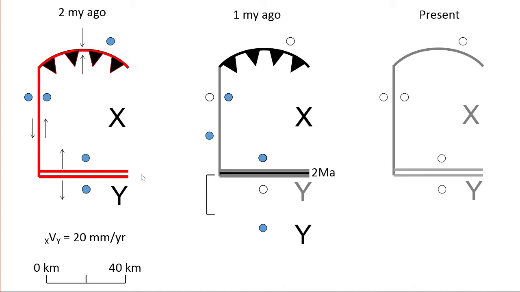But we do have material that was on plate Y created here that will move 20 kilometers over that 1 million year. And so I'll place another 2 million year magnetic anomaly. This is part of plate Y. All right, so this is plate X, this is plate Y.